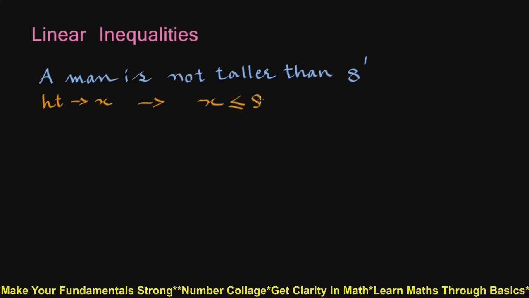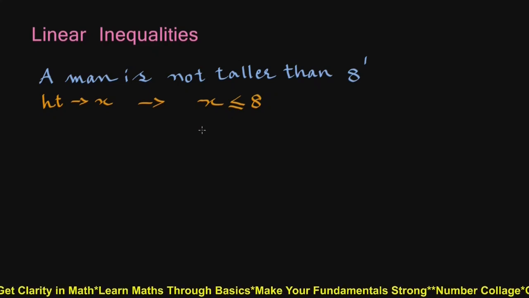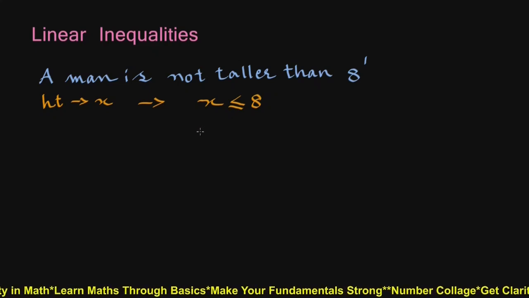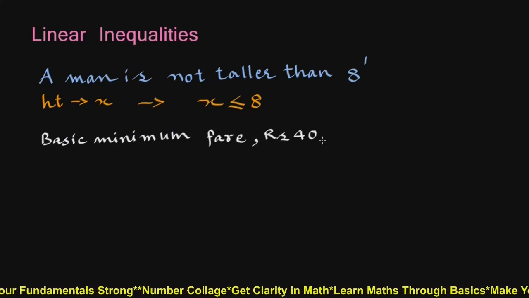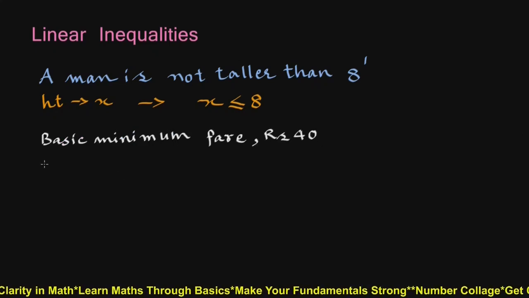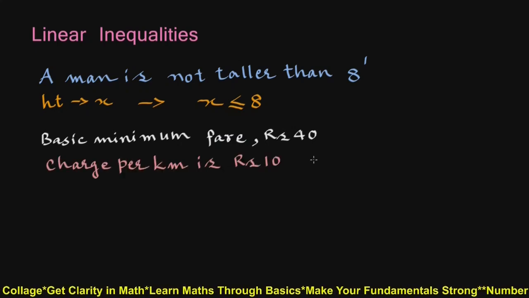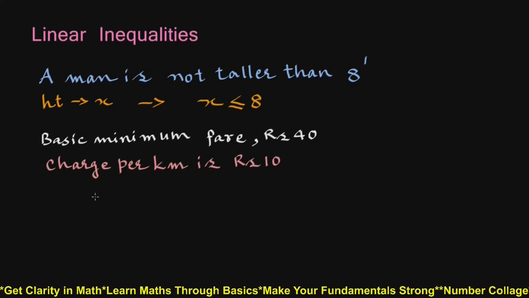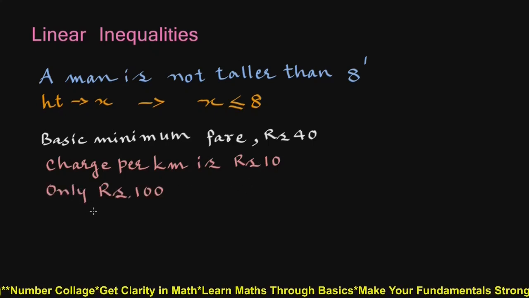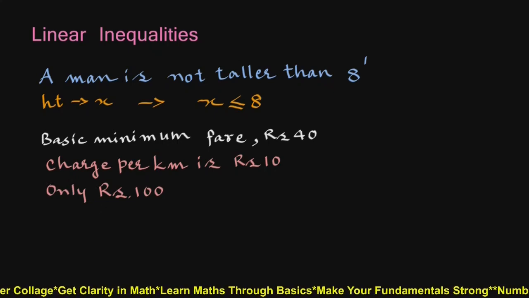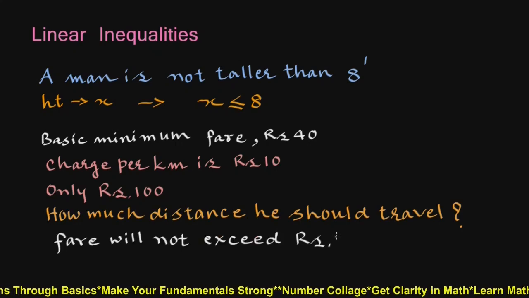In another situation, we all know that when we hire an auto, we have to pay some basic minimum fare, say rupees 40. Now the situation is travel charge per kilometer is rupees 10 and a passenger has only rupees 100 with him. Now the question is how much distance he should travel so that the fare will not exceed rupees 100.